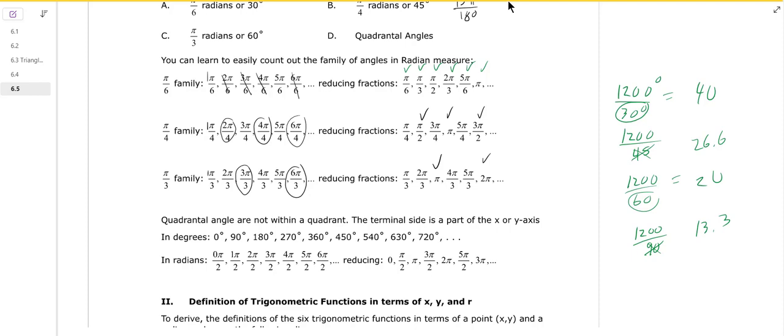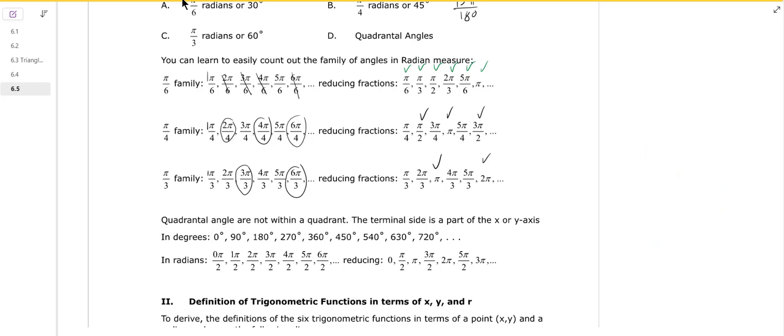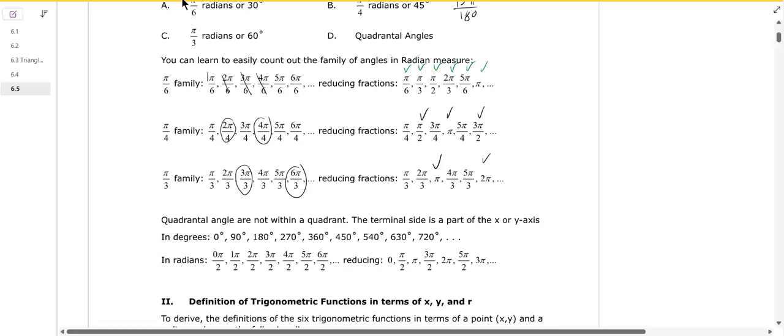So really, if you had an angle in degrees, all you'd need to do is divide by 30, 60, 45, or 90 to see which family it's in. If it's in radians, it's just as easy to convert it to degrees and then divide by 30, 60, 90, or 45. I think on your homework there might be a few problems where they're asking which family it's in. Well, that's how you do it. But the number one thing is you want to know how to count out these angles in radians. That's the big thing that you want to know how to do.